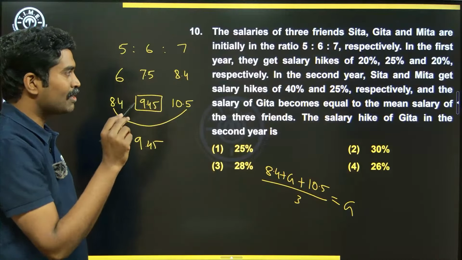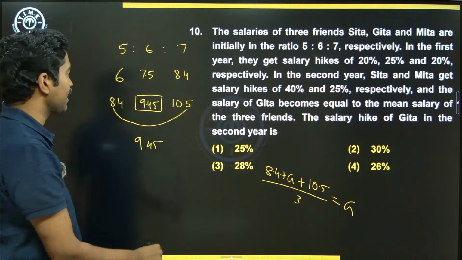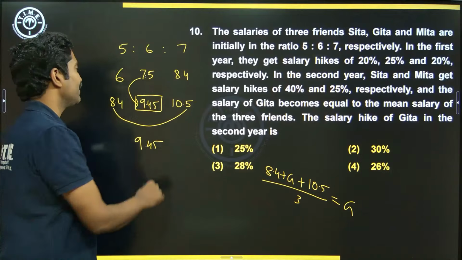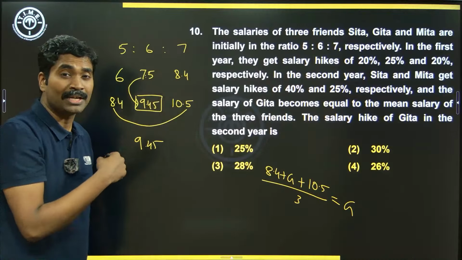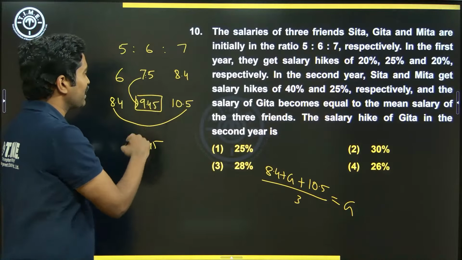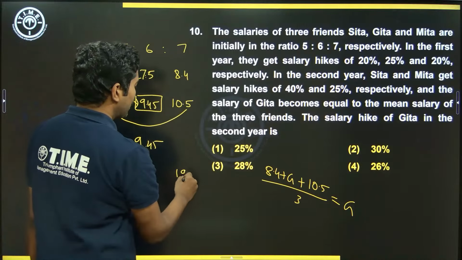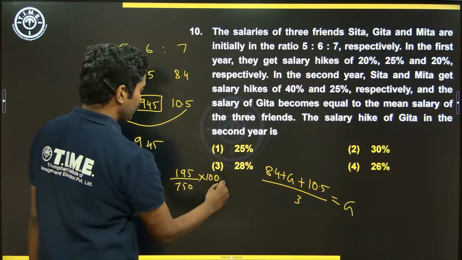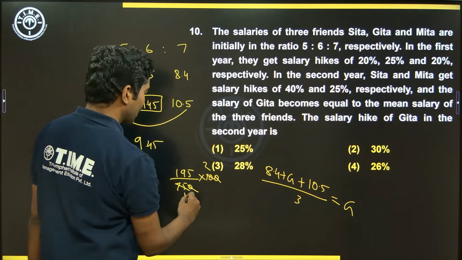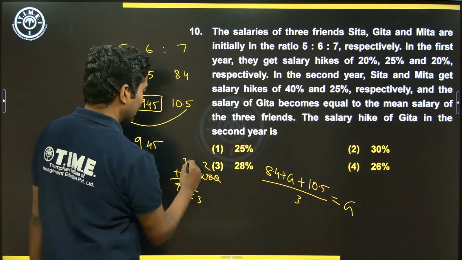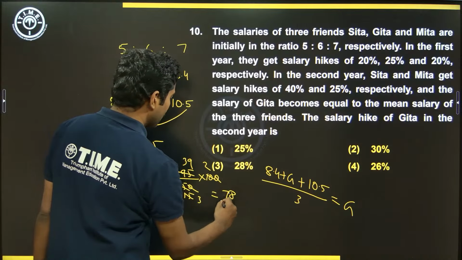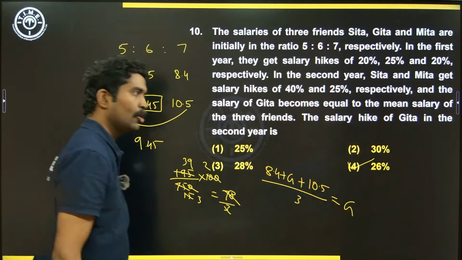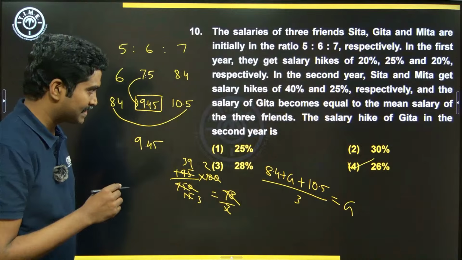Now the question is, what is the salary hike for Geeta in the second year? How much was it? 7.5 to 9.45. Just multiply everything by 100 if you don't like decimals, like me. 750 became 945. How much increase? 195. 195 by 750 into 100, right? This cancels. 5 twos, this is 15s. 5 threes are 15, 39 twos are 78 by 3. This is 26. Perfect round figure, right? Option 4, 26. Moving on.